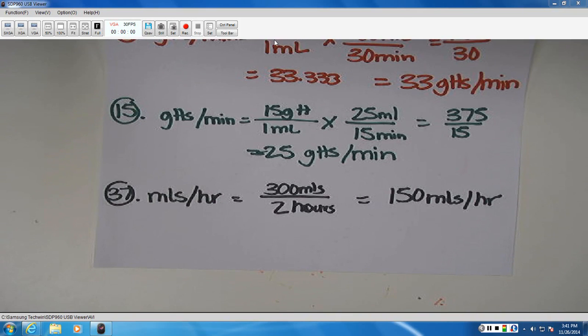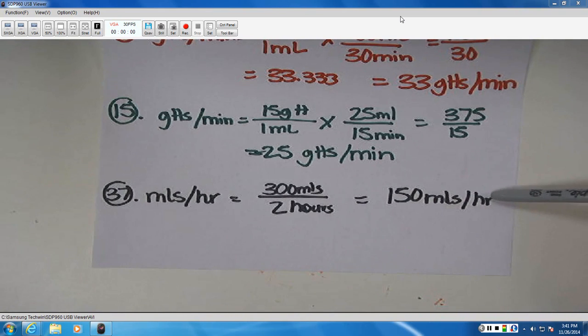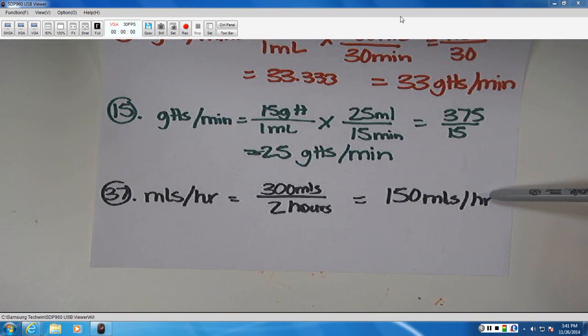Well, again, my order is to give 600 milligrams of this medicine. And if I look at this label, this concentration of this Vioxx is 600 milligrams per 300 mLs. So I have 300 mLs of a medication that I need to infuse over 2 hours. So it's 300 mLs divided by 2, 150 mLs per hour is what I'll set my pump at.